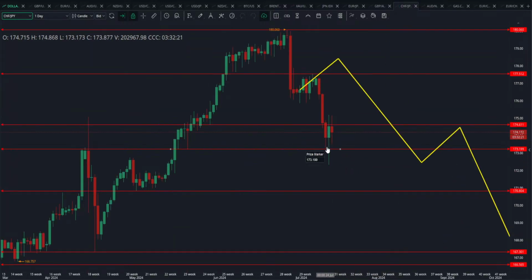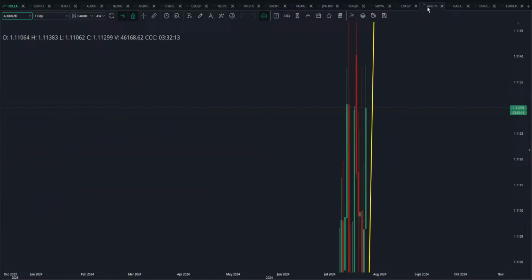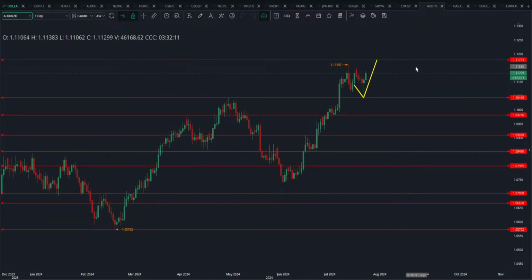CHF JPY also is a sell on the rise. It has also traded the fair value gap yesterday and even today. So expect lower prices 173.19 and 170.80 in this market. In New Zealand, upside target of 1.1177. Like I said, that next week it is possible on this market.